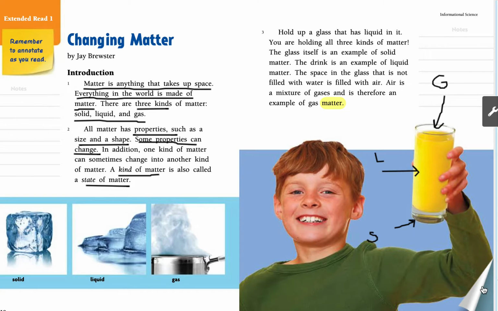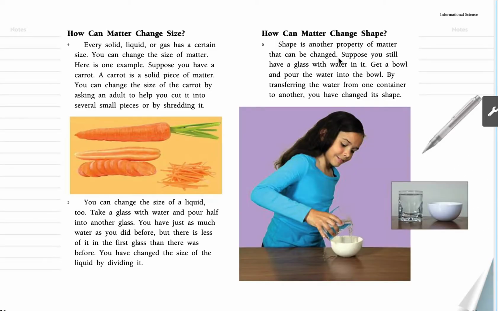And now we're going to get more into how matter can change. How can matter change size? Every solid, liquid, or gas has a certain size. You can change the size of matter. Here is one example. Suppose you have a carrot. A carrot is a solid piece of matter. You can change the size of the carrot by asking an adult to help you cut it into several small pieces or by shredding it.